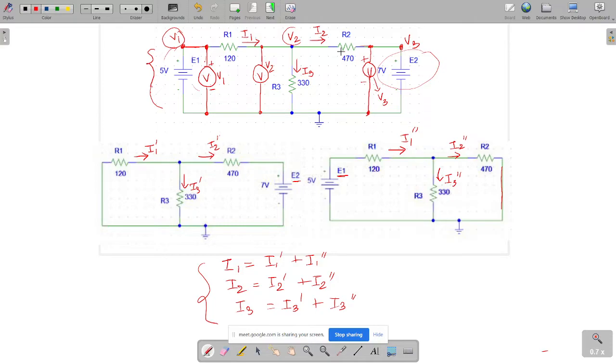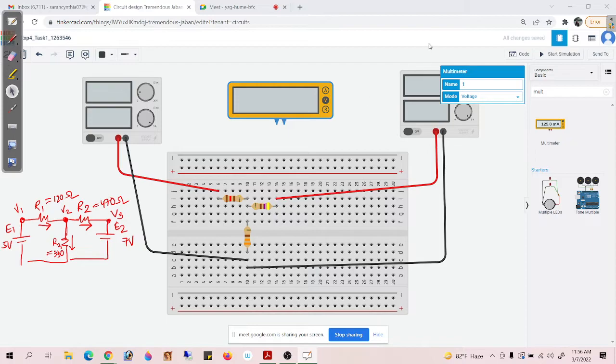Is it clear? Yes, ma'am. Okay, so can we go back to Tinkercad and then connect the positive terminal?